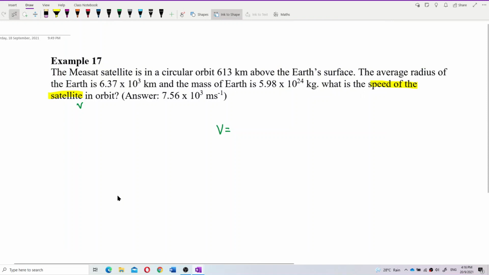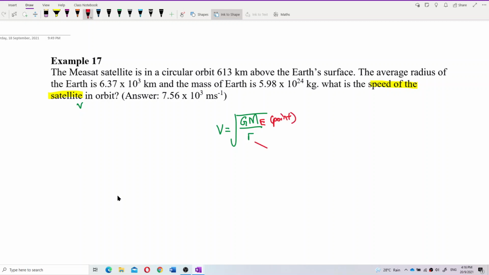Let's write down the square root of GM over r. Just want to write again: M is the mass of Earth, the point mass, not the satellite, and this r is the radius of Earth plus the altitude.